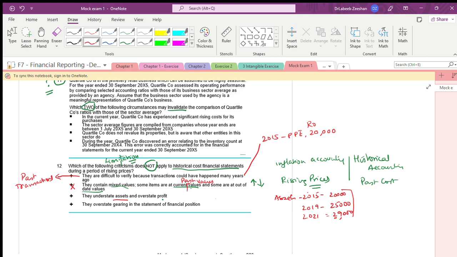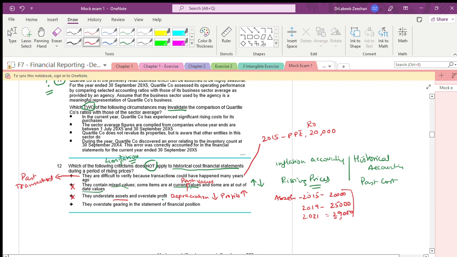Automatically, what will happen? If assets are understated, is it right? If the assets are understated, automatically what will happen? Depreciation will also be less. If the depreciation is less, what will happen? The profits will be more. It is a criticism. It is a criticism with respect to what? With respect to the inflation accounting, but not with respect to the historical account.